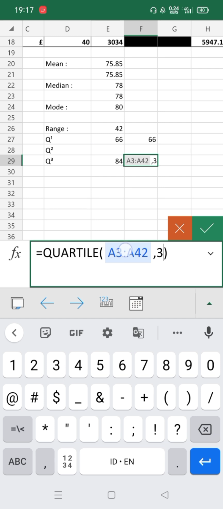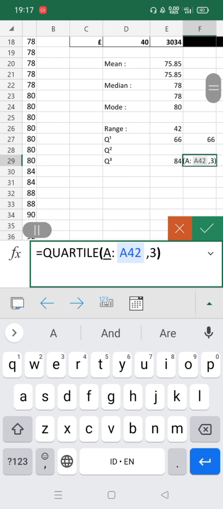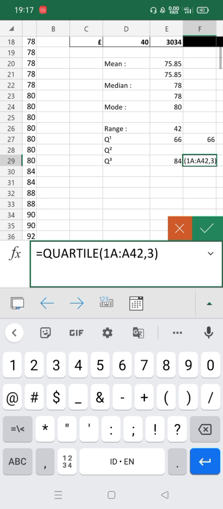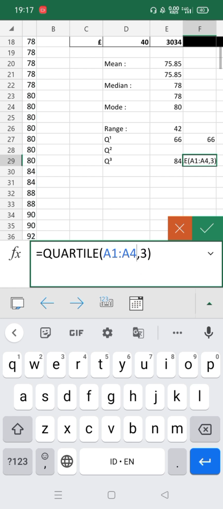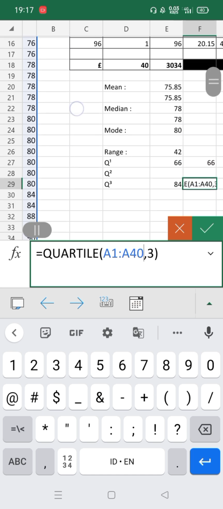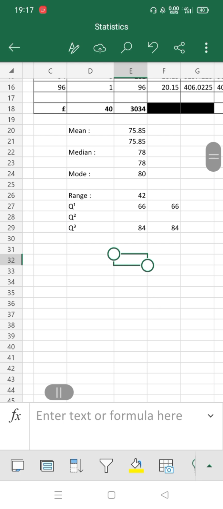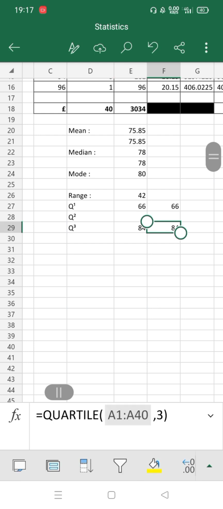And this is 3, and this is the array, and 40. Nice, looks nice, right? And click. And you got 84 as the third quartile.